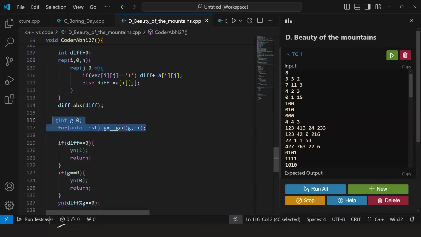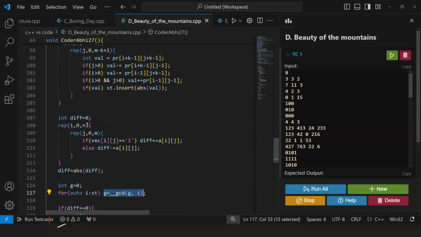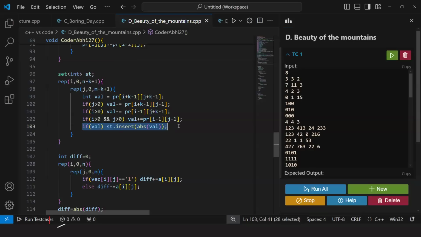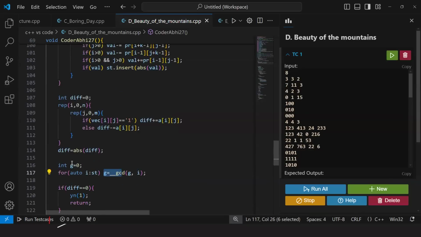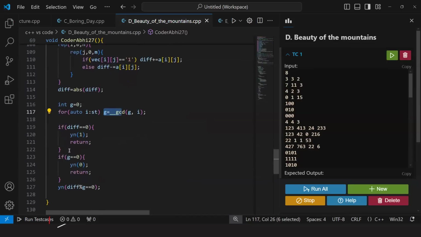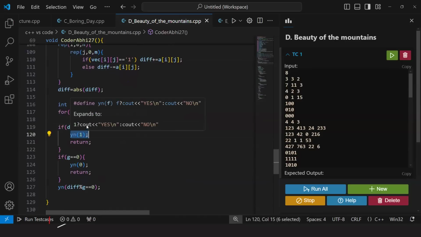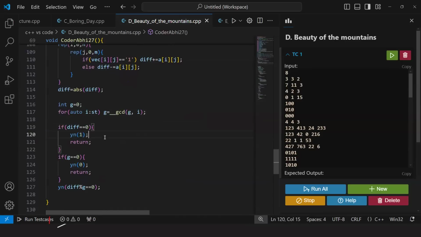We iterated through the set and took the GCD of all. Instead of taking the set, you could have done this GCD thing here also. Instead of inserting, you could have taken g equal to GCD of g and the value. It was okay. Now, if the difference is already 0, we don't need to do anything. We can just print yes. So I am printing cout yes here. We just print yes and return.